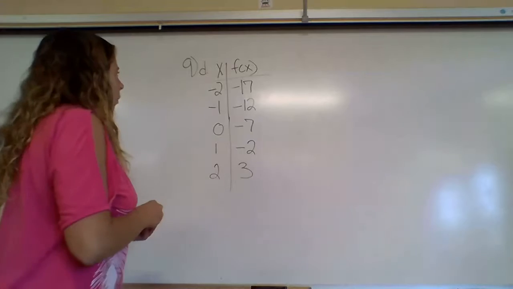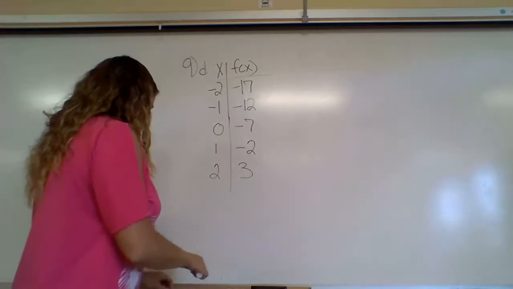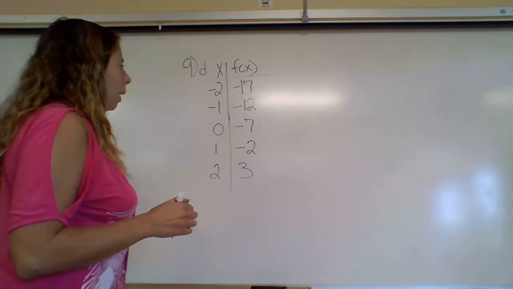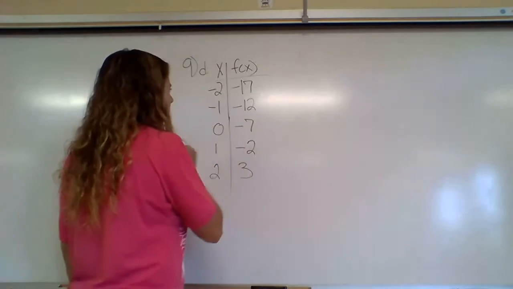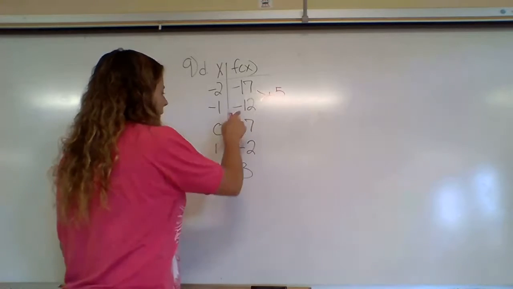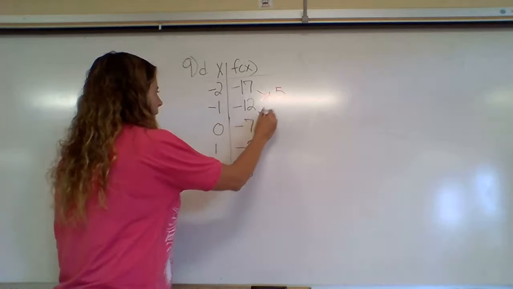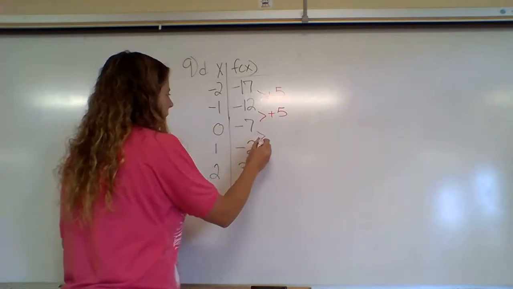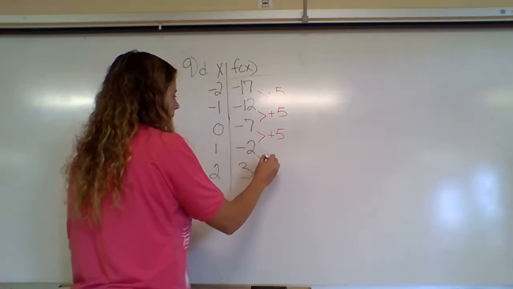Okay, so first things first. Is it linear, exponential, or is it quadratic? From negative 17 to negative 12, I always like to check and see if it's linear first. I'm adding 5. From negative 12 to negative 7, I'm also adding 5. From negative 7 to negative 2, 5. And then from negative 2 to 3, I'm adding 5.